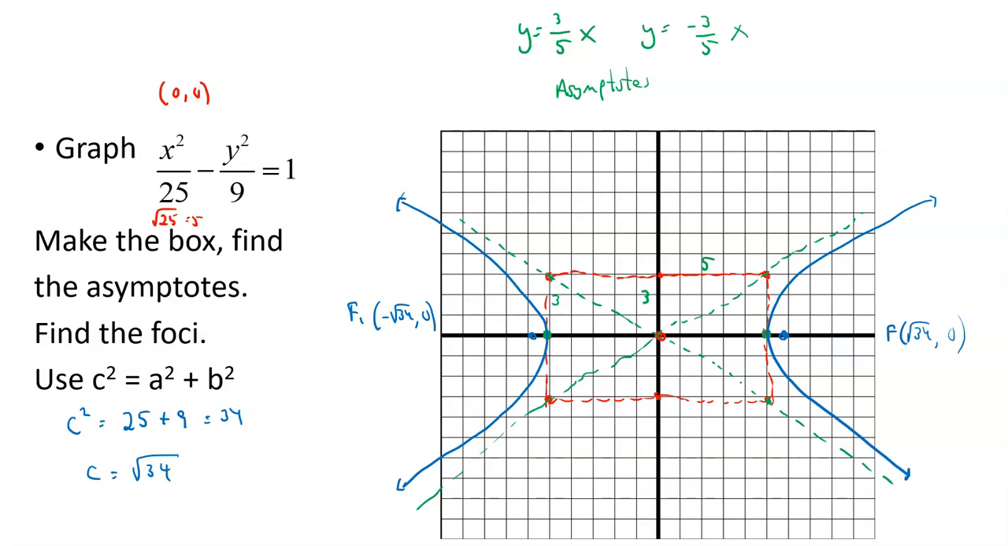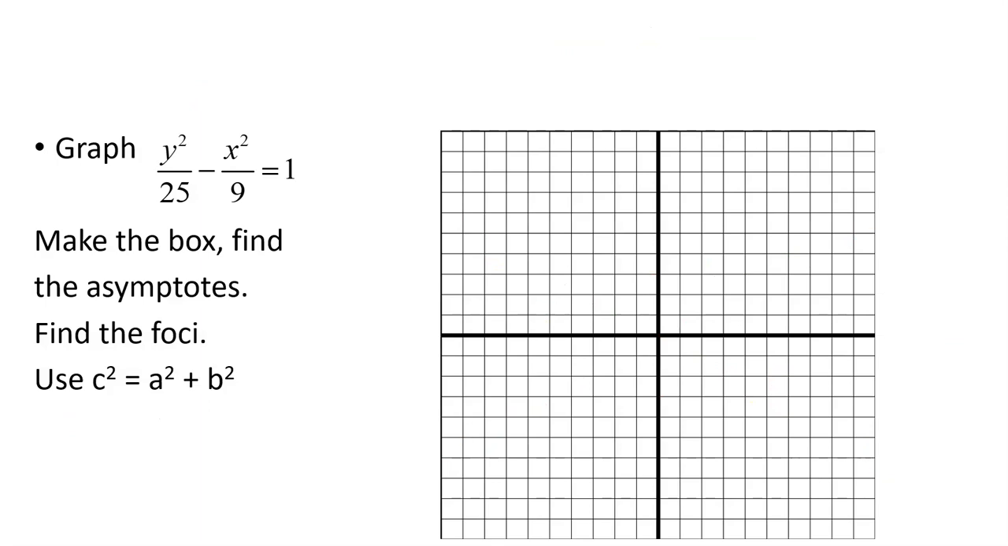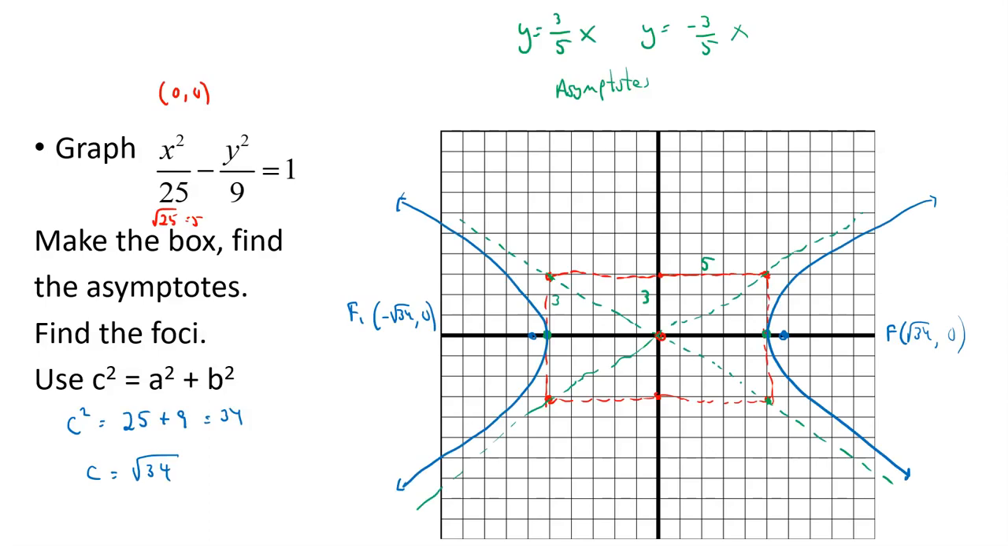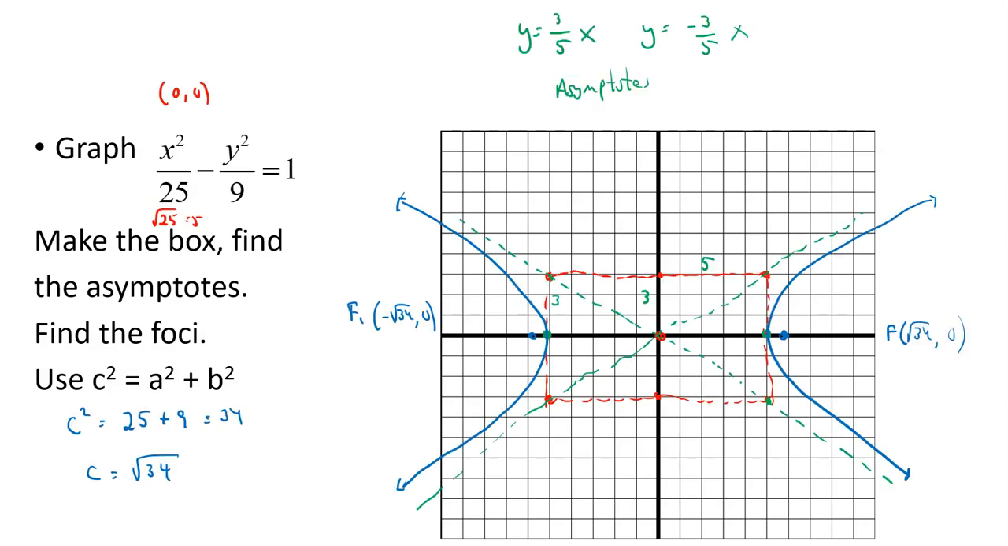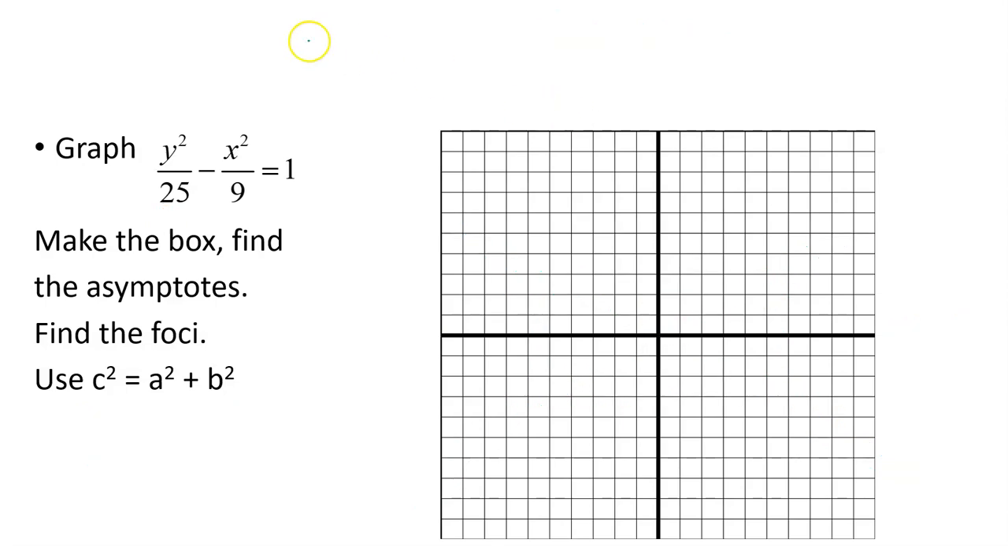Now, look at the next example. It almost looks like the same example, except this says y squared over 25 minus x squared over 9 is 1. Well, that means a couple of things. First of all, you notice if I switch the x's and y's, now this one is going to open top and bottom like that. I also switched the way the box goes.